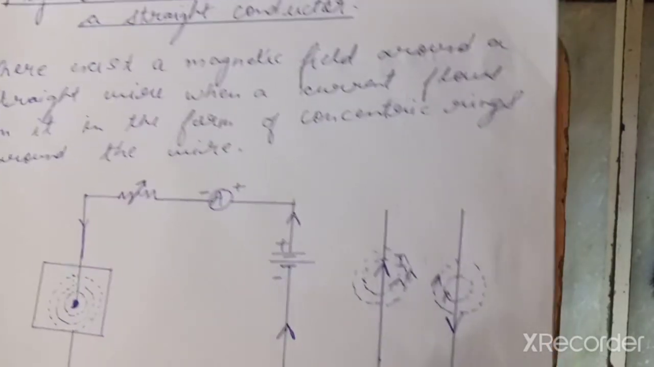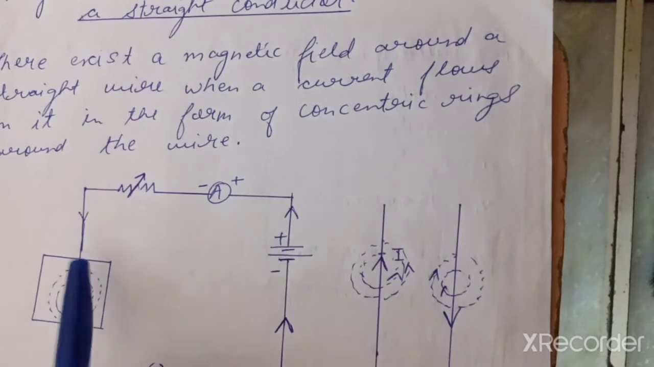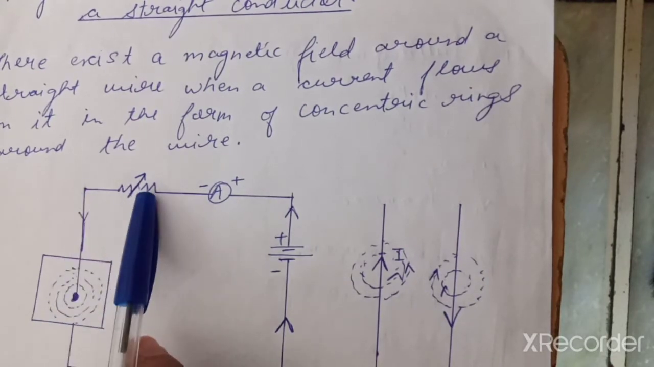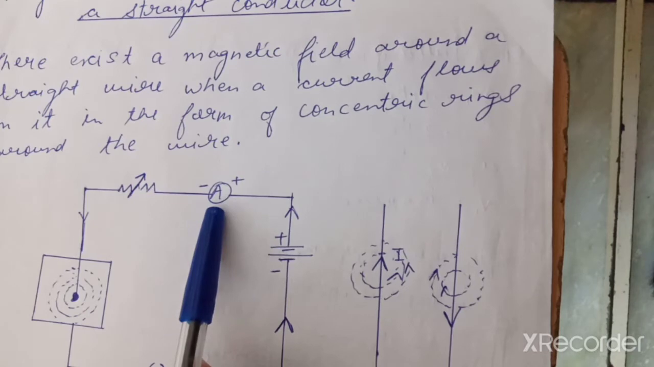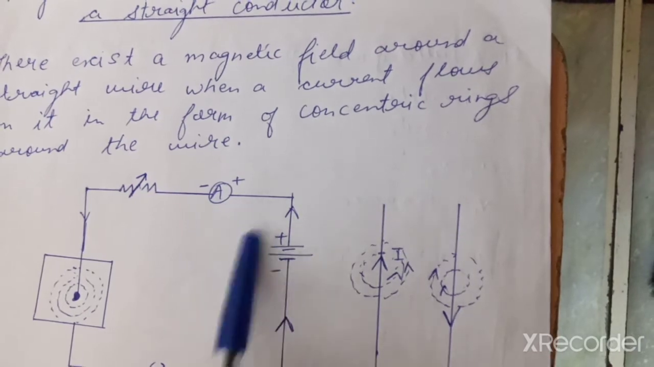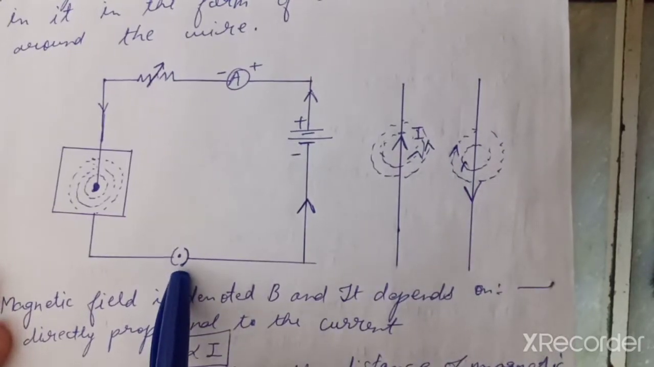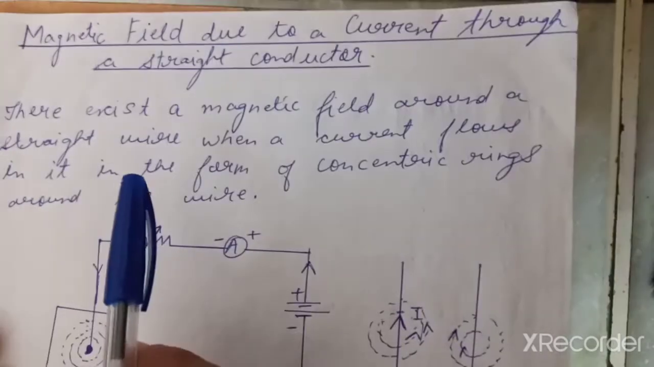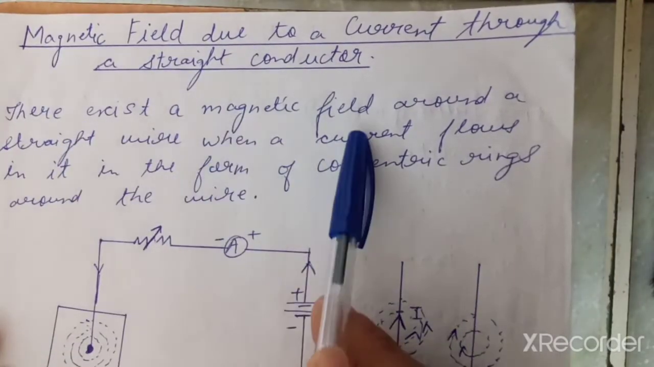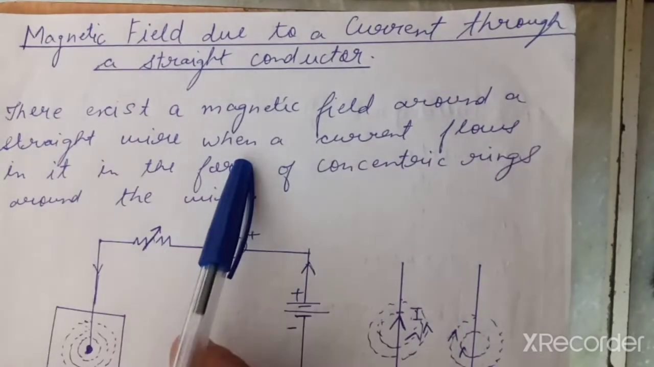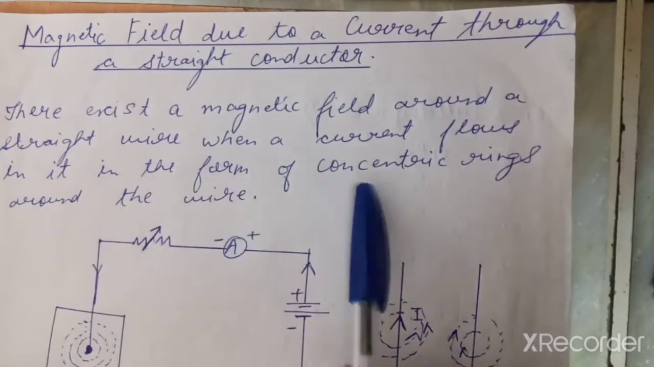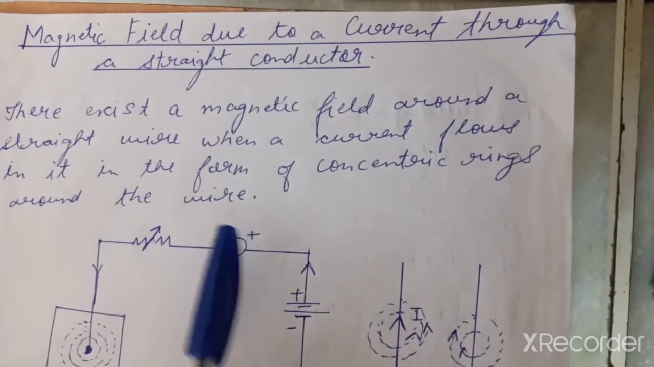For that, we connect a wire to a rheostat, and an ammeter to measure the current. Then we connect a battery and a key. If the key is closed, the current flows. Now what we are studying is that there exists a magnetic field around a straight wire when a current flows in it, in the form of concentric circles around the wire.